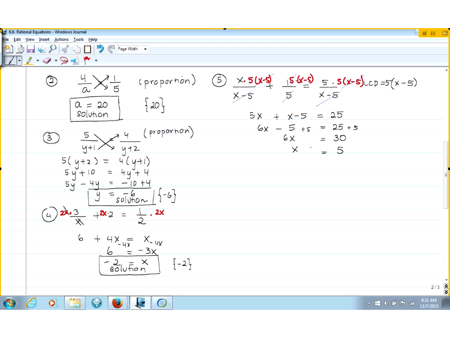Yes, but is 5 a solution or not? Why not a solution? Yes, it makes the denominator 0. Yeah, so what is your solution? No solution. So how do you write no solution?